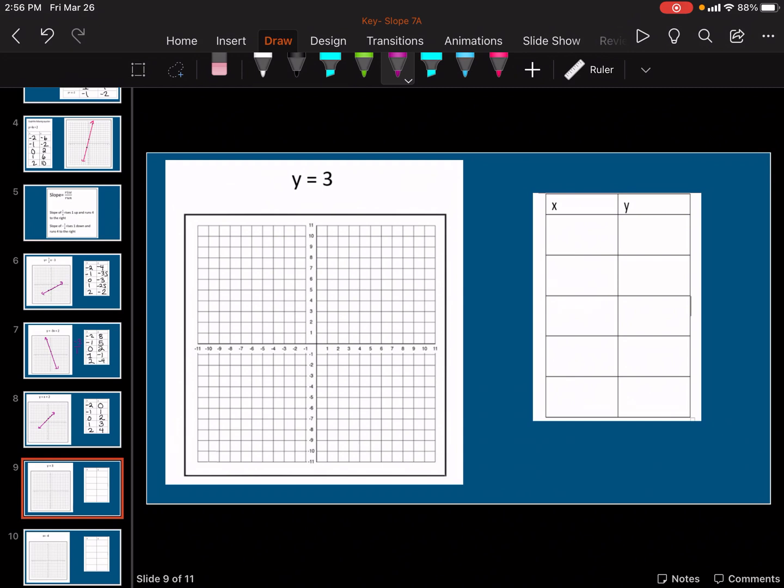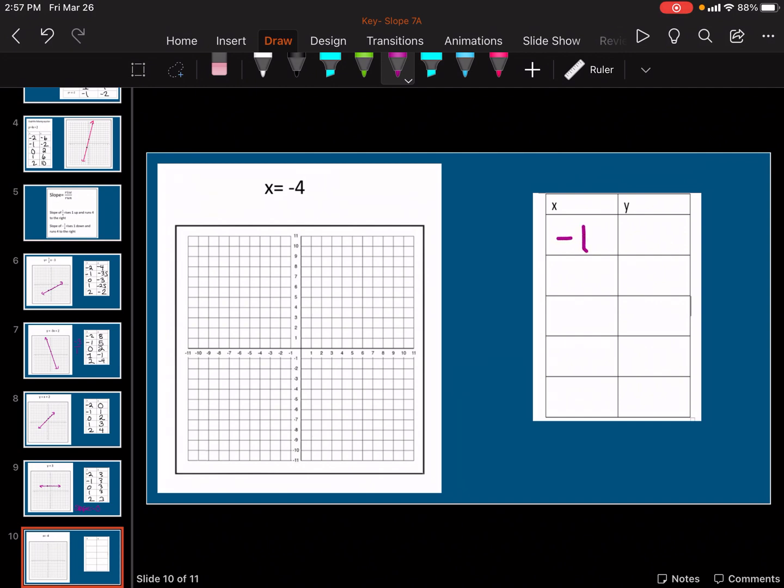Okay, so y. We'll do our same -2, -1, 0, 1, 2. So y equals 3. Always y equals 3. So -2, 3. -1, 3. All the way across. So this has a slope of 0.